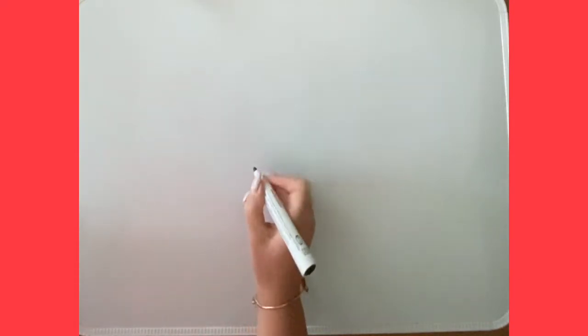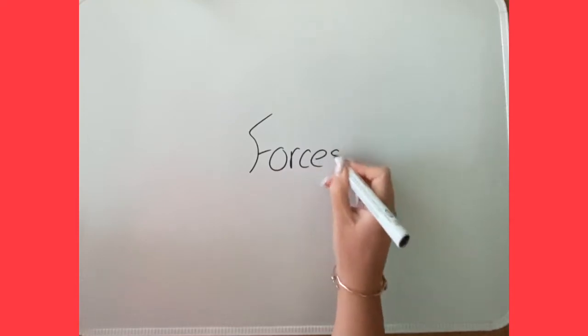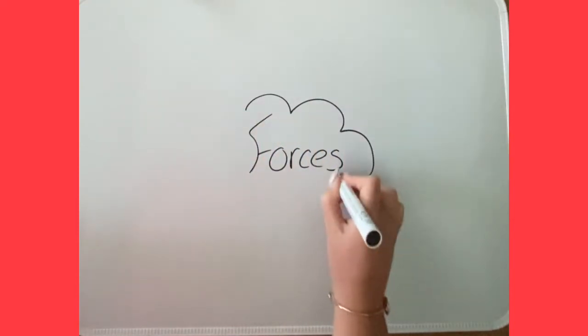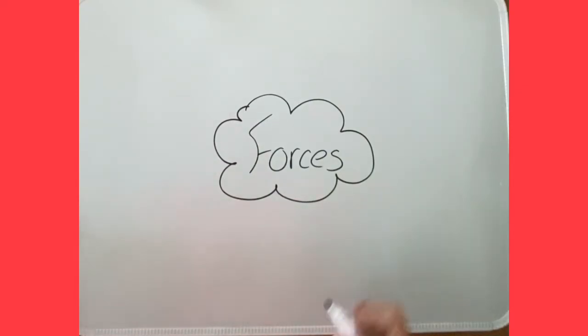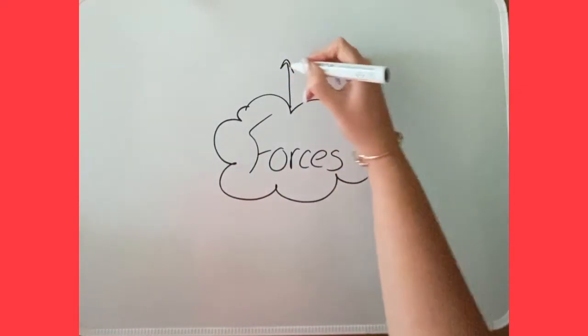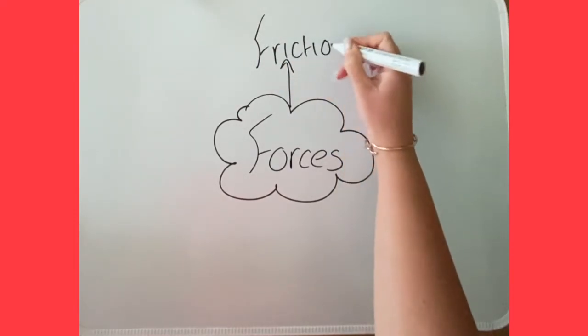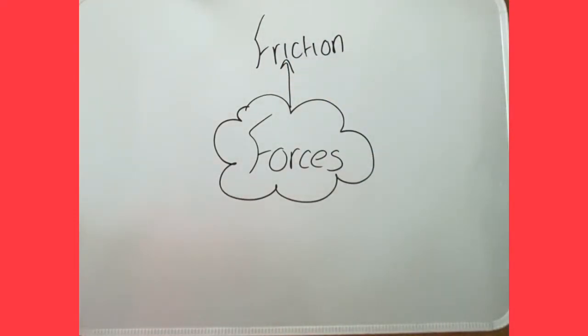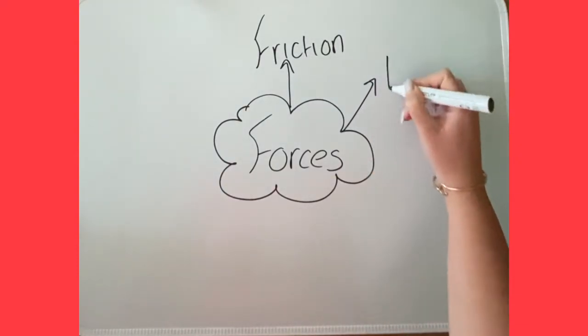We have now covered friction. Another force is drag. Now drag is just another way of saying air resistance, which we have also already covered. Another force is spring force. This is the force of a stretched spring, which is also known as Hooke's law, but we will be covering that in another video. Another force is applied force.